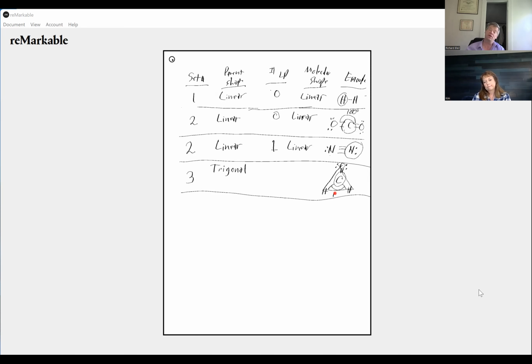There are no lone pairs on the carbon. And what did I tell you about when there's no lone pairs on the central element? Molecular shape is the same as the parent shape. So we are still trigonal planar.